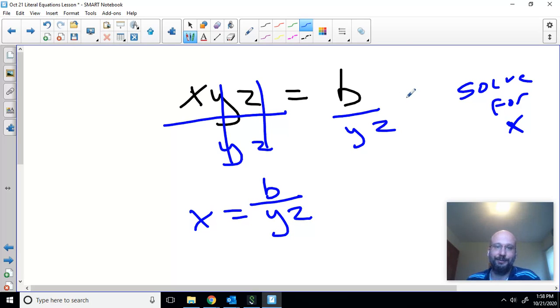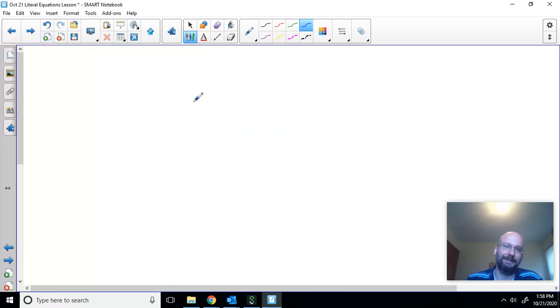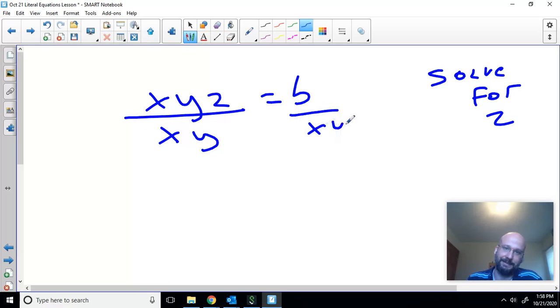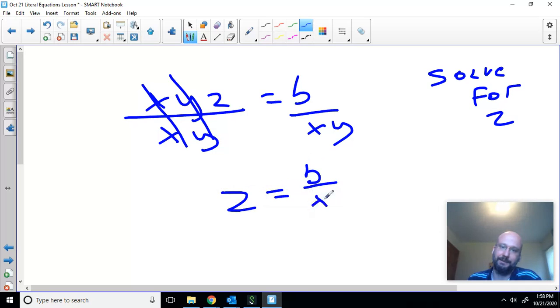So that would be true no matter what. Here, I'll do it again. x, y, z equals b. If I solve for z, I would do the same thing. It's multiplication, so to remove them, I need to divide both sides by them. Cancels, cancels. z equals b over xy. You're going to see this type of problem again.